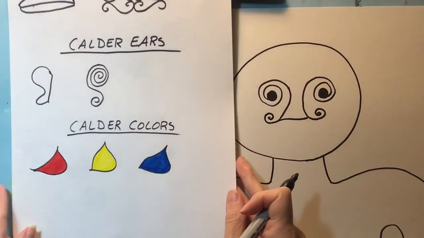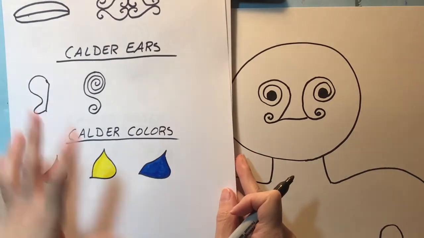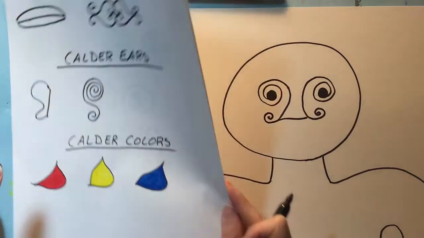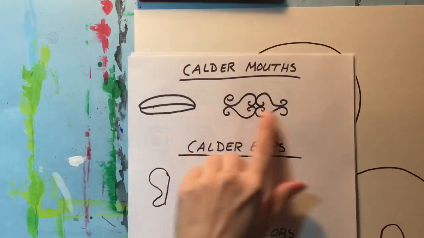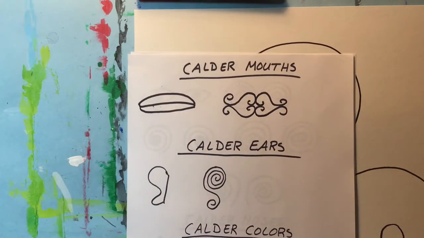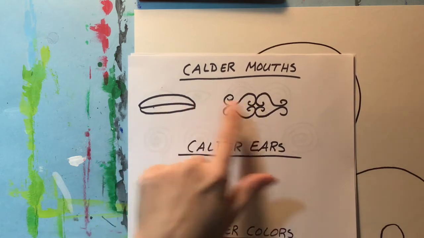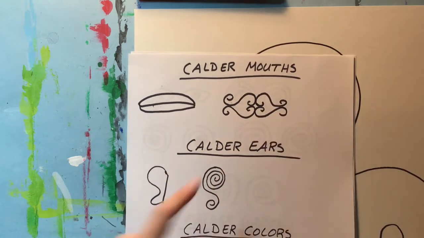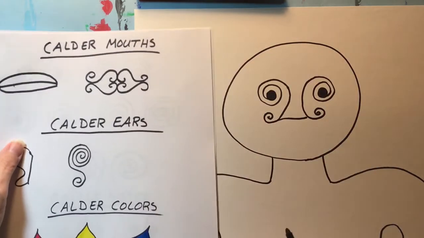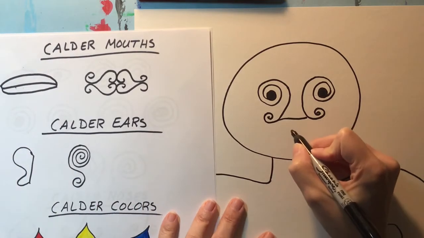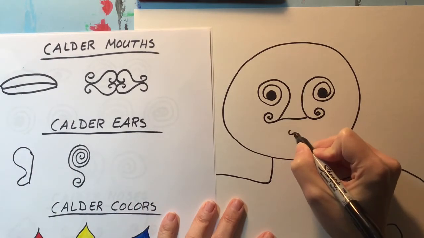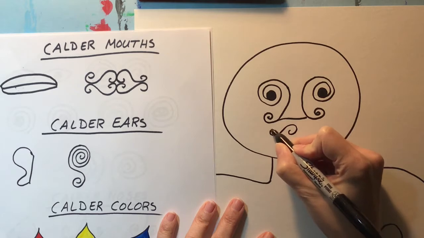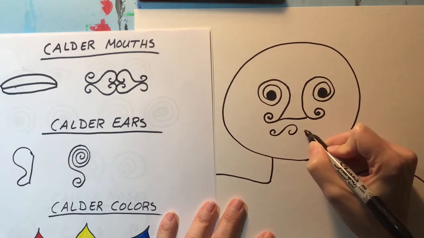Next, I want to look at some other facial features that we might see in Alexander Calder's art. So there weren't a lot of variations for a mouth that I saw, but these are two, and I really like the swirlies on these ones, so that's what I'm going to do for mine. And so I'm going to start with the bigger part and then go down. It's kind of like making a letter S, and then go opposite.